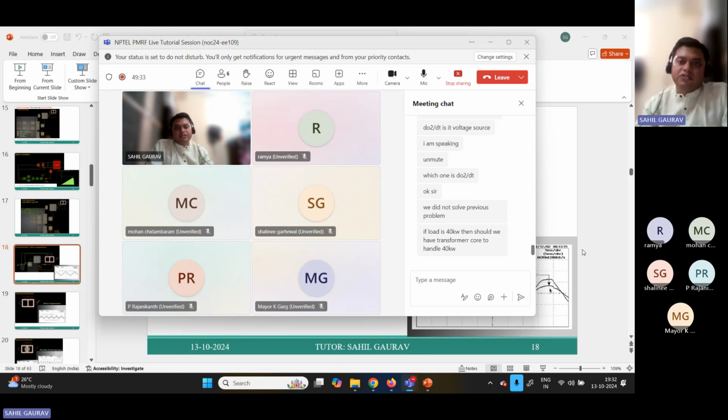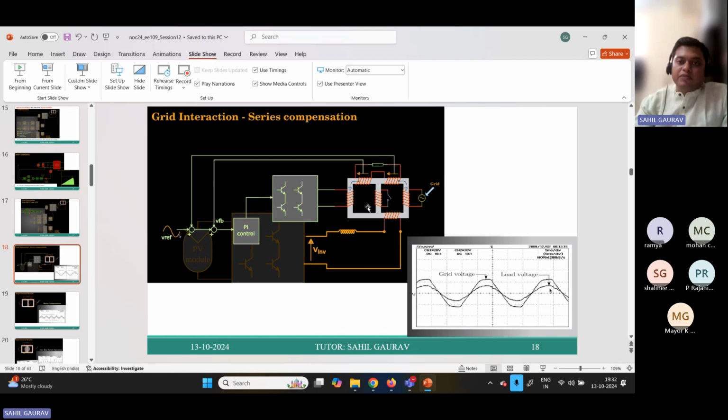If load, we did not solve previous problem. Yes, we will solve previous problem. We have time. We have 1.5 hour. So if load is 40 kilowatt, then we should have transformer core to handle 40 kilowatt. Based on your power rating, you have to decide this transformer core rating. In the design of this transformer core, you have to set the amount of power they can handle. So it is true.